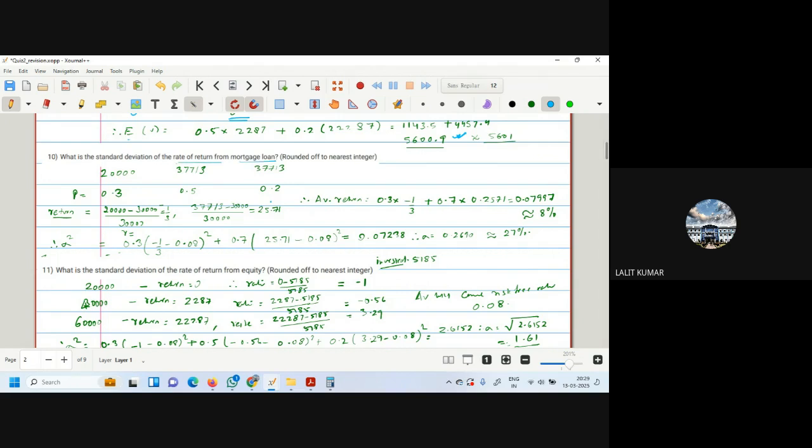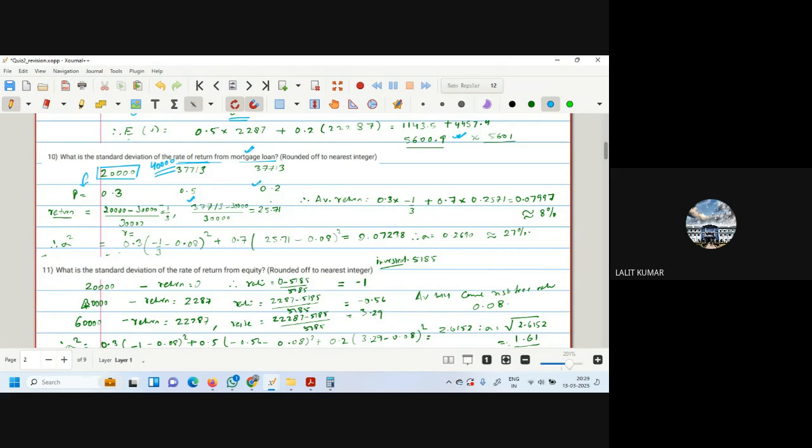Now we come to what is the standard deviation of the rate of return from the mortgage loan. To find this, we have to find the rate of return in all the scenarios. For the first case, when he is getting only 20,000, his rate of return is 20,000 minus 30,000 divided by 30,000, which is minus 1 by 3. In the second case, when 40,000 is earned, he gets his money back, 37713, so his rate of return is 25.71%.